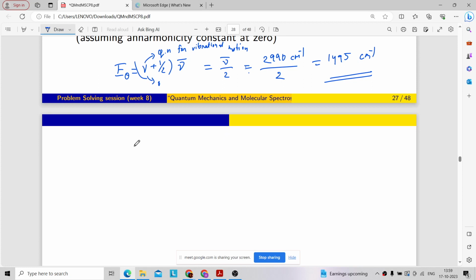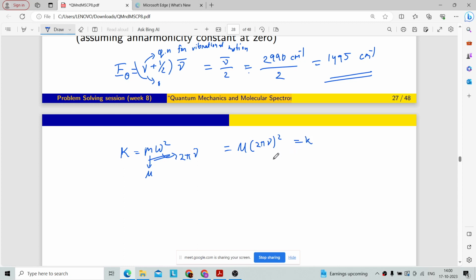So if the motion is simple harmonic motion, then we know the force constant will be equal to m omega square, right, from simple harmonic motion. So in spectroscopy, what happens? This m is replaced by mu, and this omega we can write as 2 pi nu, right. So from this, what will we have? Mu times (2 pi nu) square is equal to the force constant.